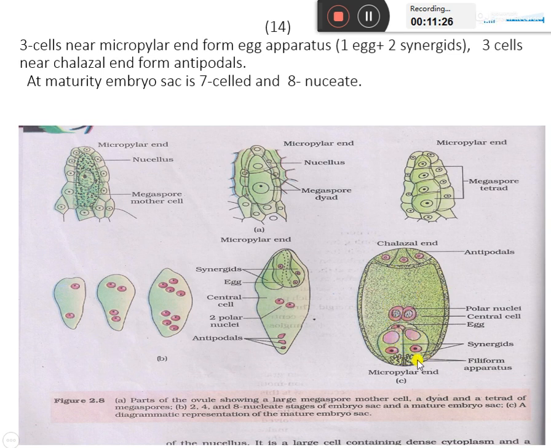There is one structure called the filiform apparatus, which helps during the fertilization or entry of the pollen tube into the egg apparatus. So that is all for today.